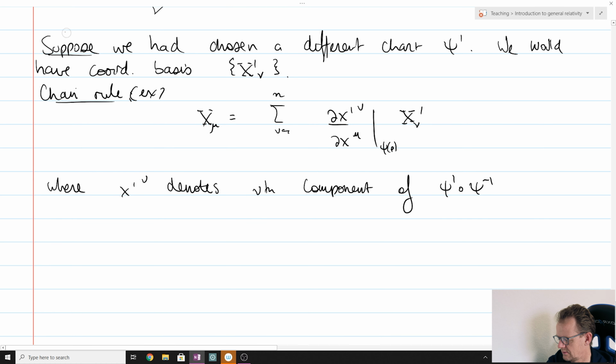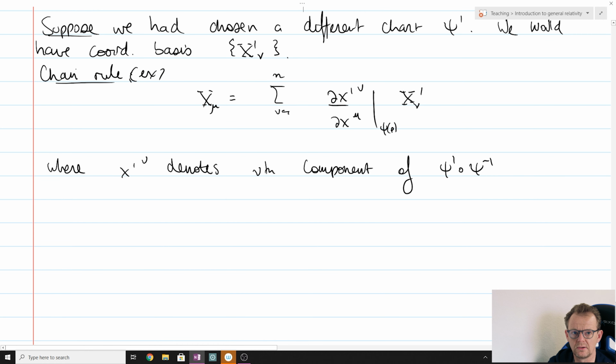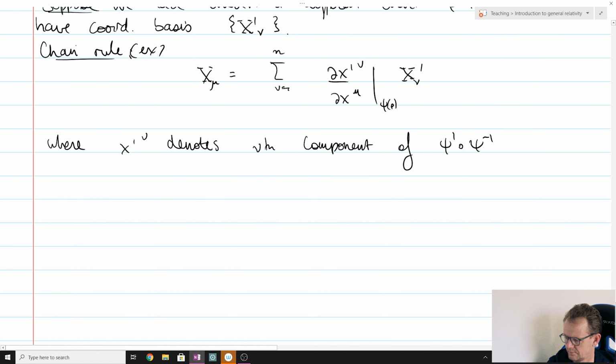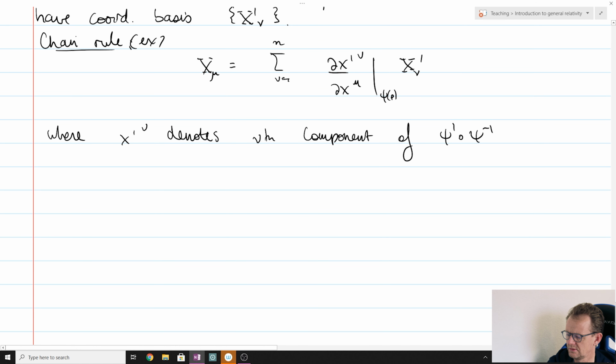Okay, so now we know how to express one coordinate basis, for one chart, in terms of the coordinates of another chart. Now we're about ready to start building up mechanics on smooth manifolds.